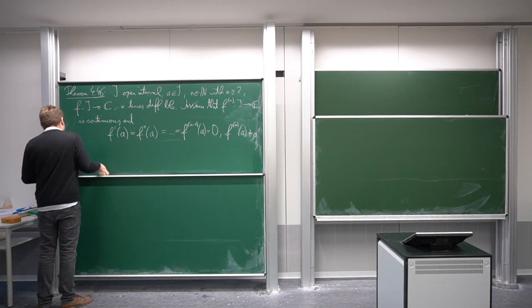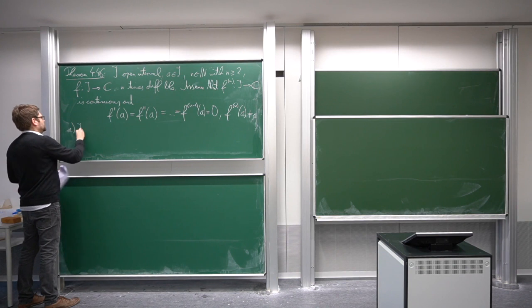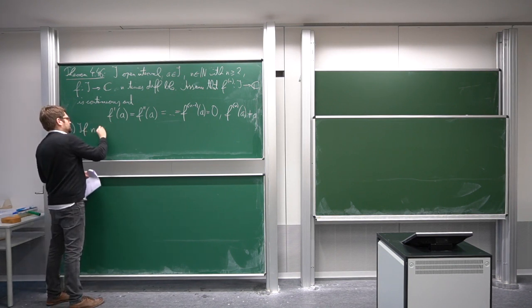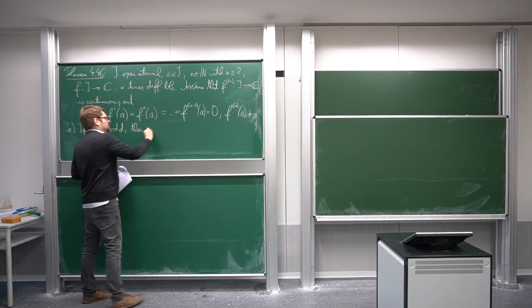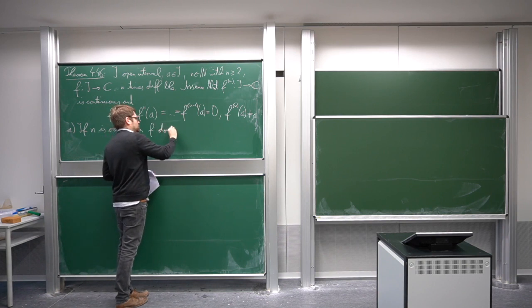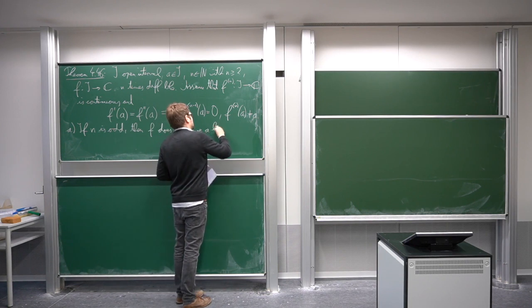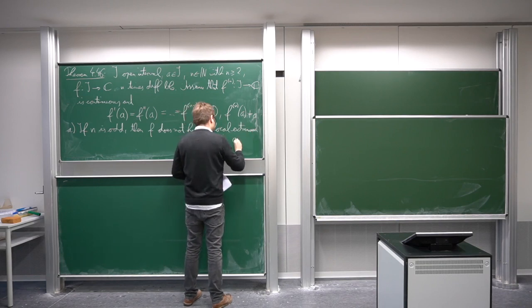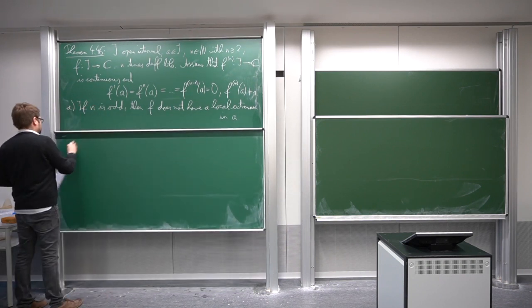Okay, then we know that it's possibly a local extremum, but now we can say a bit more. Namely, if this n, so the first non-vanishing derivative at A, is an odd number, then f does not have a local extremum in A. Then we can really definitely say it's not a local extremum. Now if n is even, then we get that it is indeed a local extremum.